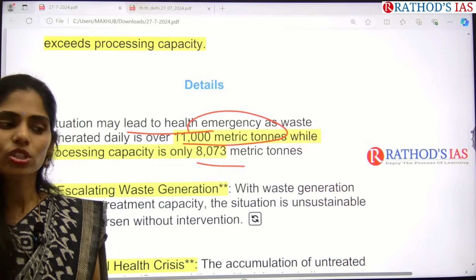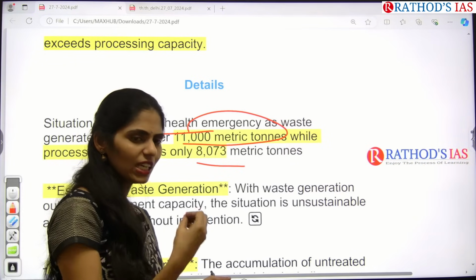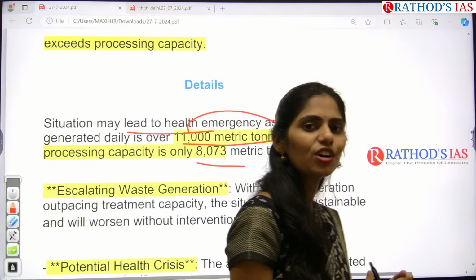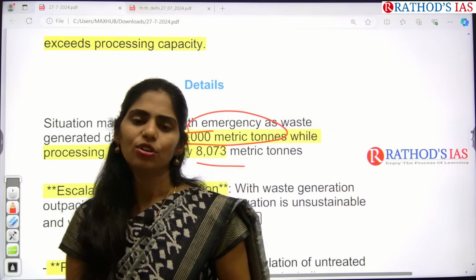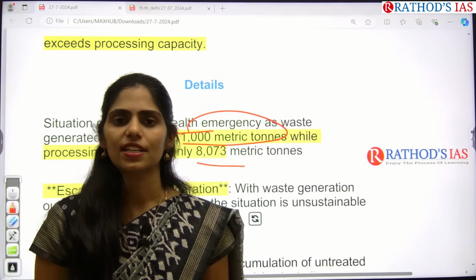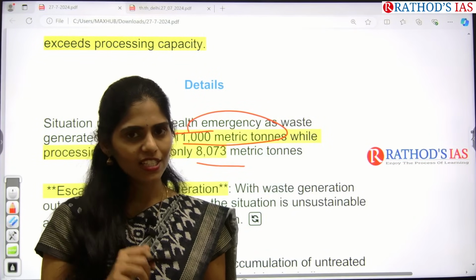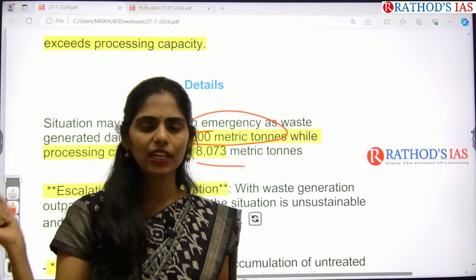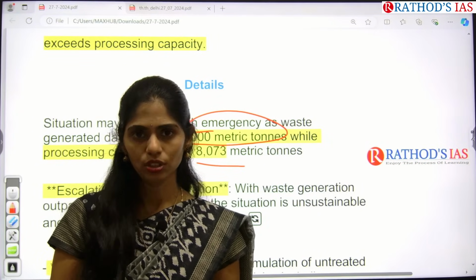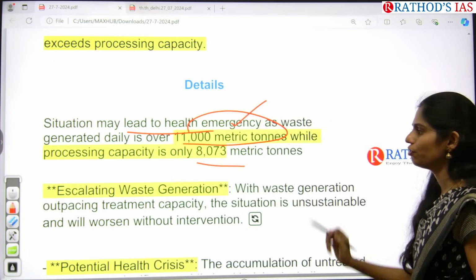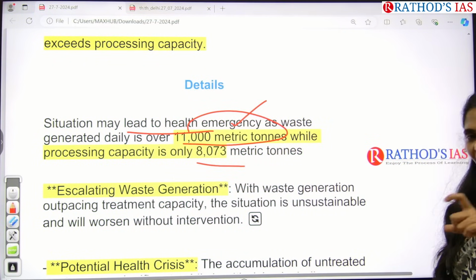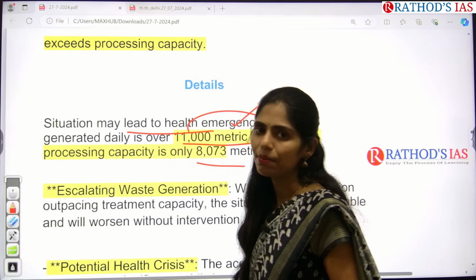A lot. Even in your own life, every day 5 hours of classes are going on in Rathods Science Academy, and I am saying that you have to revise the topic and take the test every day. If you're not revising and not taking the test, at the end of the day it will be a burden to you, right? In the same way, whenever generation is more compared to processing, what happens? Waste piles up at the dump sites.